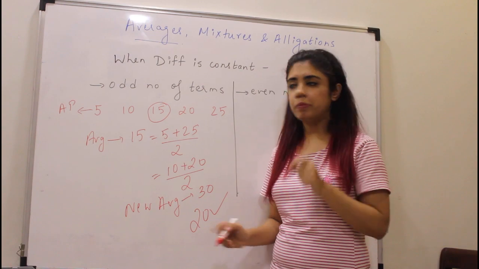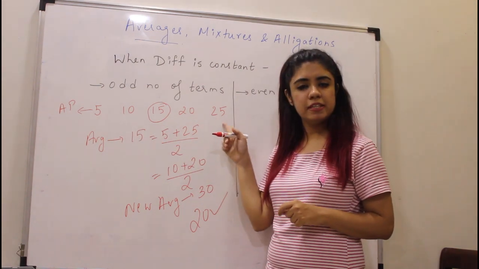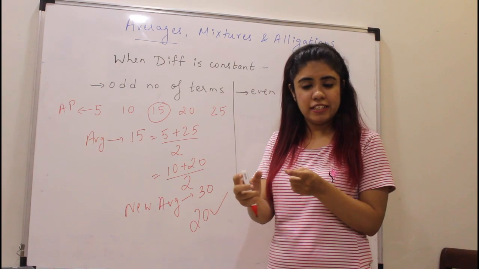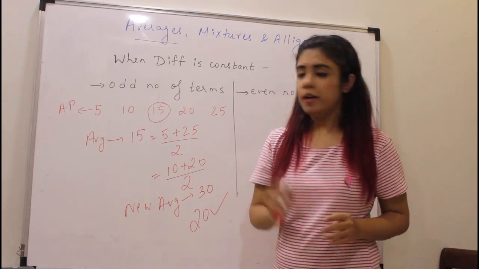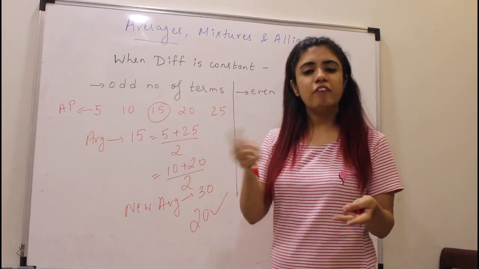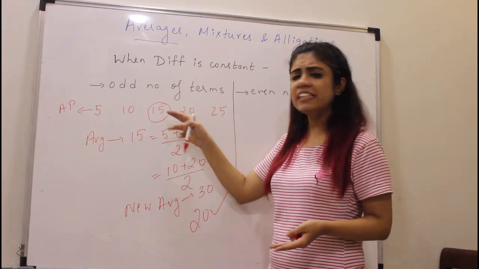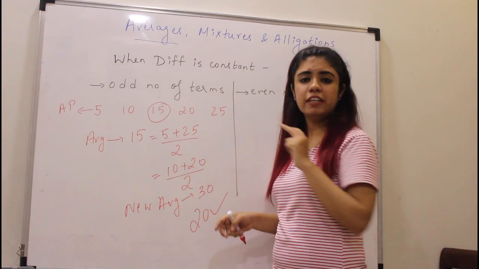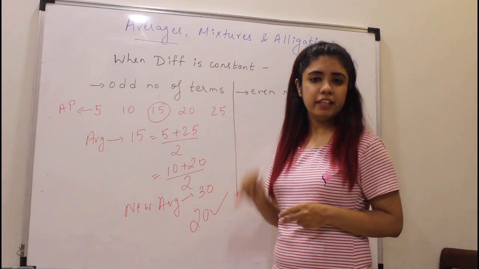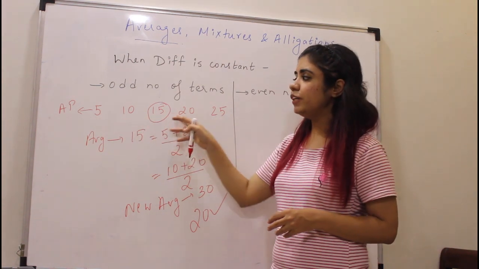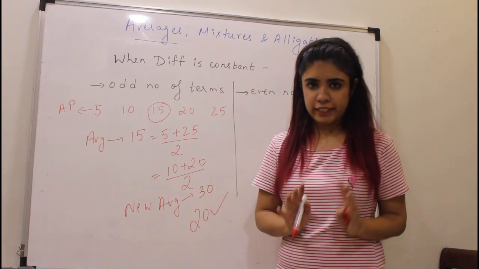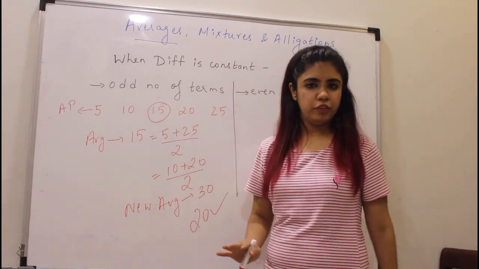Whatever operation is performed on all these numbers, by the same increase or decrease, you will get the final average. That means if all the numbers are doubled, the average will also be doubled. If I increase everything by 5, your average will increase by 5. If I decrease everything by 5, your average will decrease by 5. If I divide every term by 2, my average will also get divided by 2. Clear? This is about an odd number of terms.